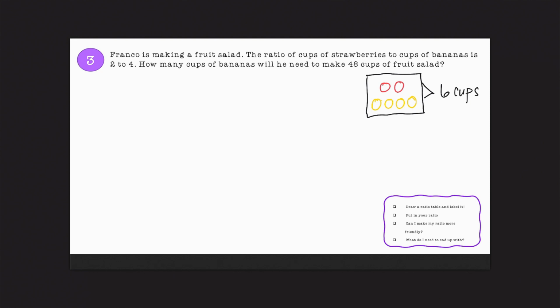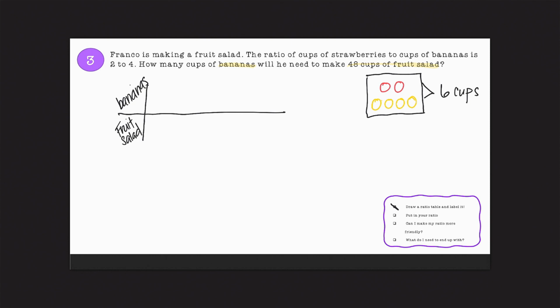So let's go ahead and start by drawing our ratio table, and we're going to write what our labels are here. So looking at my problem, it tells me how many cups of bananas, so I'm looking at bananas, sorry, let me do that in yellow. How many bananas will he need to make 48 cups of fruit salad? So I'm comparing bananas to fruit salad. So I'm going to go ahead and write that in there. Oops, I keep using the wrong marker. Okay, so we will do bananas to fruit salad.